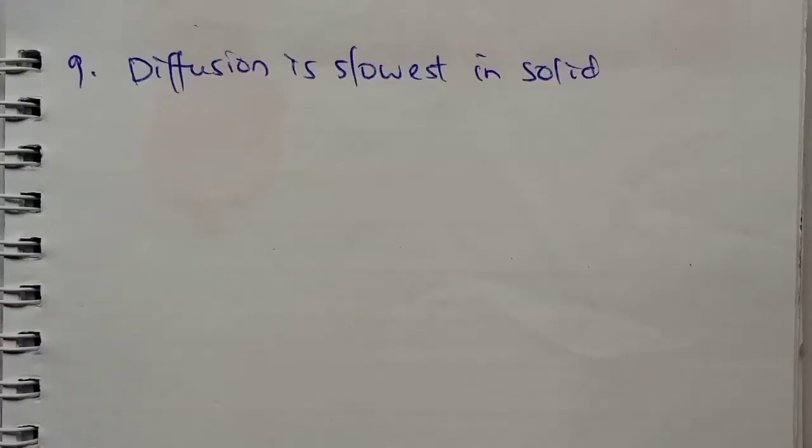If you understand that the particles are well packed, and you understand the intermolecular force holding the particles is very strong, and if you understand that it is not very easy for them to flow, it means that diffusion, which is the ability of the molecules to move from where it is concentrated to where it is not concentrated, that is lower concentration. This makes it easier for us to understand that diffusion in solid is the slowest among the three states of matter.